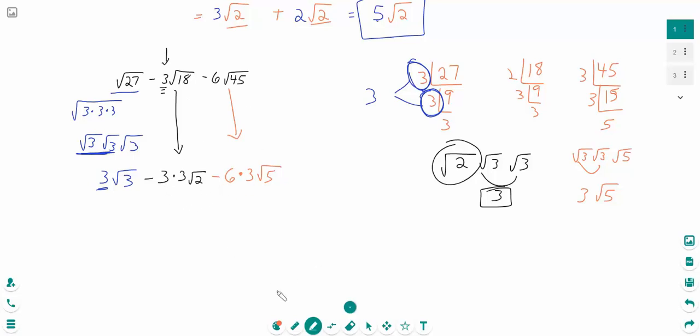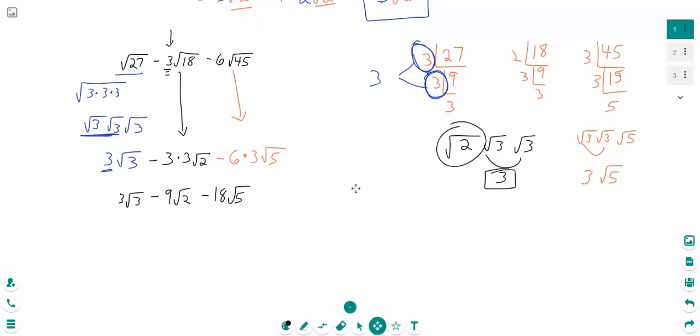Now we can go ahead and multiply these out, kind of simplify them a little bit more. We end up with 3 times the square root of 3. There's nothing we can do there. Minus 9 times the square root of 2 minus 18 times the square root of 5. All right, so very good. So that would be our solution.